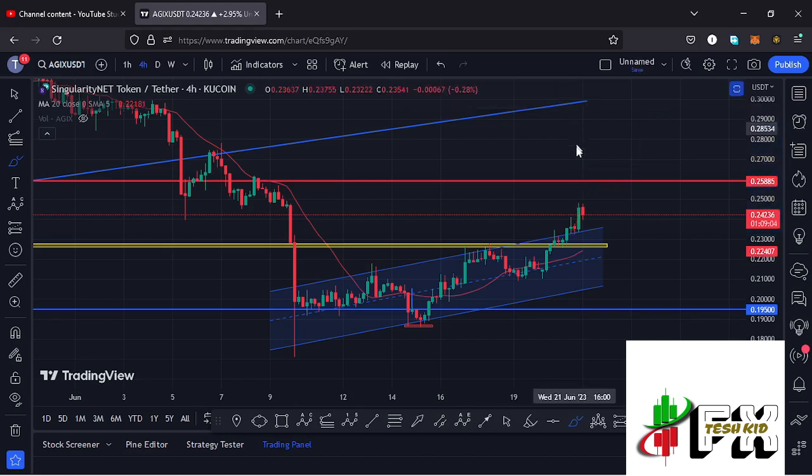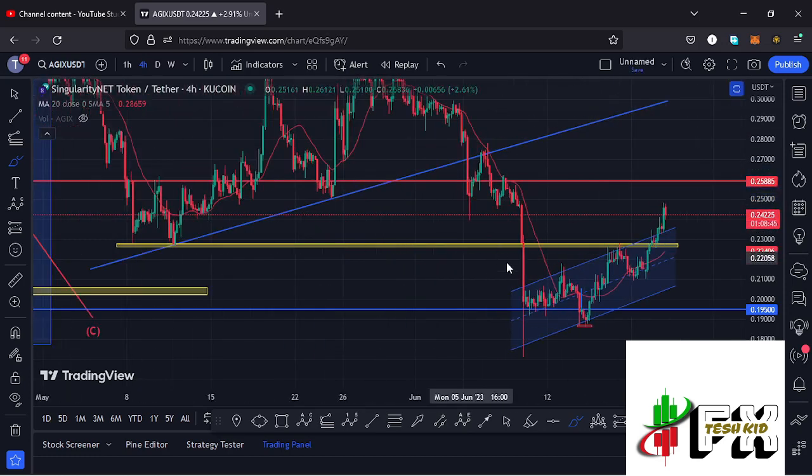And in case we see a bit of a pullback on the charts, then we can expect our key area of support at around the $0.227 mark to act as support and give us that bounce back to the upside to help us break through other key areas of resistances.